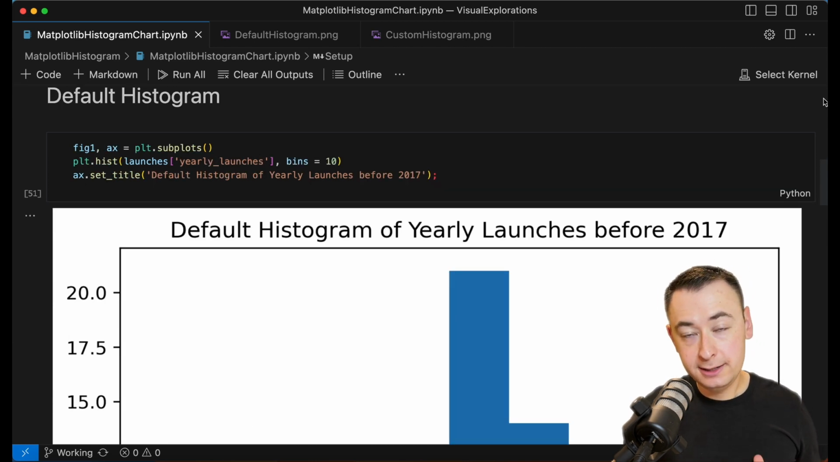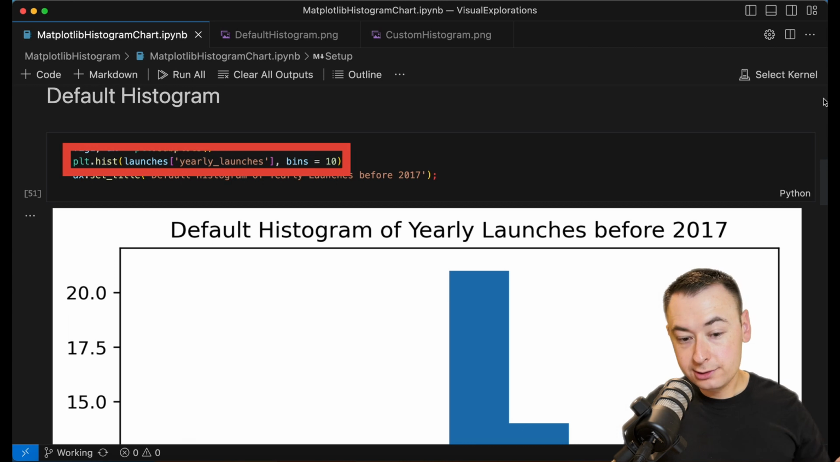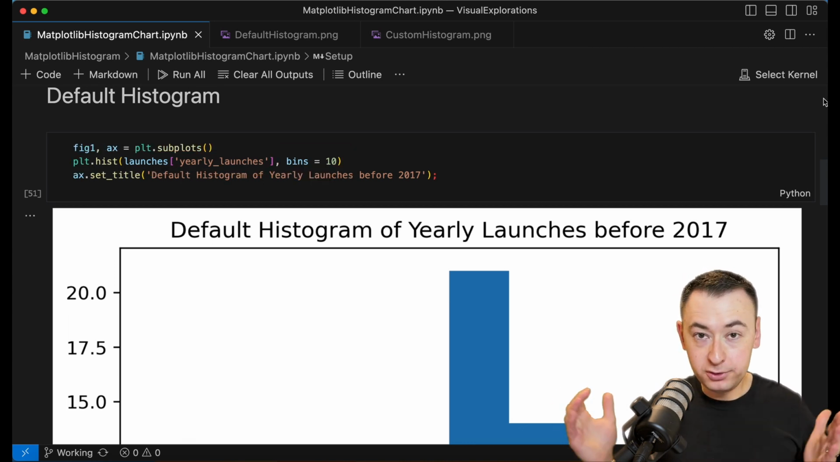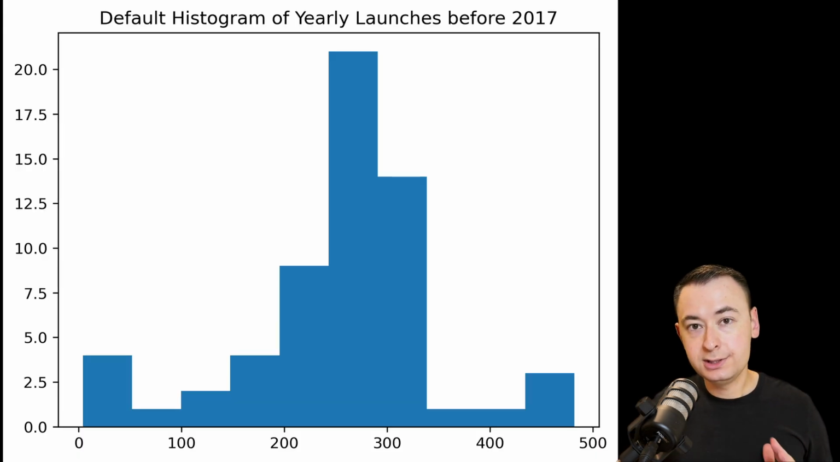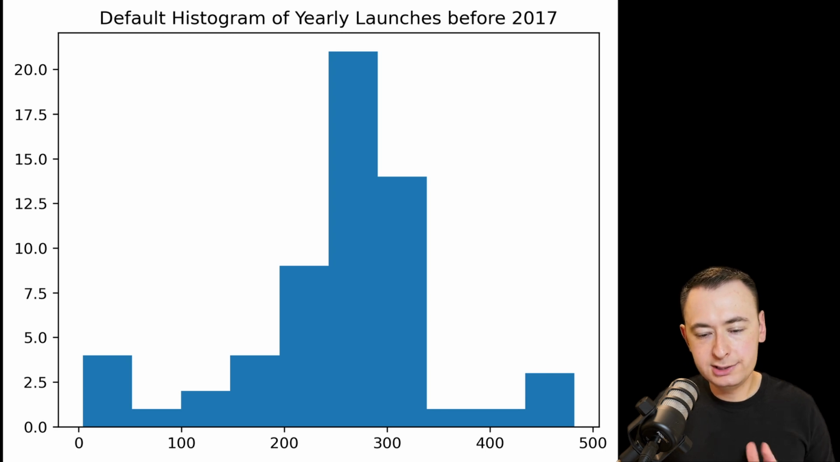Default histograms in Matplotlib are really simple. Call the histogram, tell the number of bins that you want, boom, you've got an object. This histogram works pretty well. You can see that it's a decent data set. It's more or less unimodal. There are some spikes at the lower end.